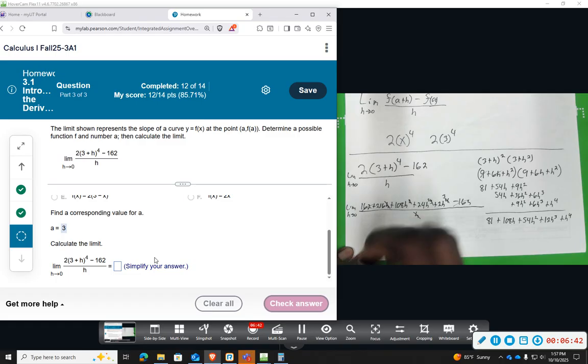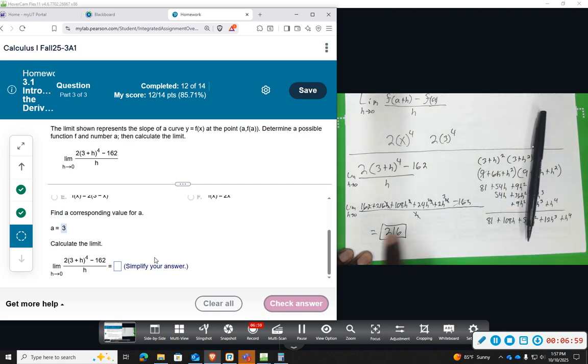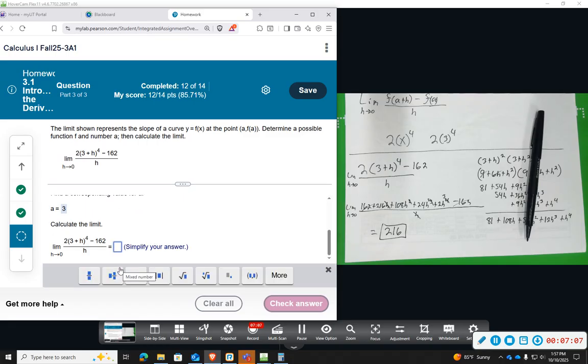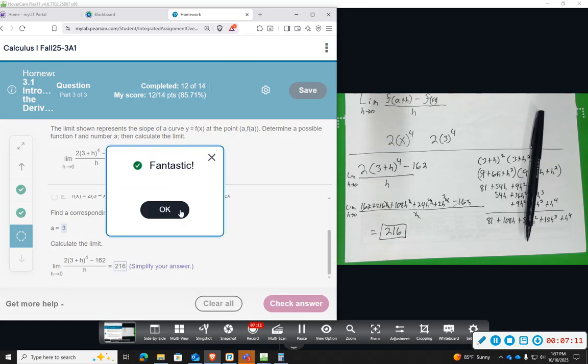And then if you use direct substitution and plug in the 0, everything with an h remaining will zero out. 108 times 0 times 0 times 0. So all of these terms go away. We're only left with the 216. That will be the slope of our tangent line and the derivative of this function at x equals 3.